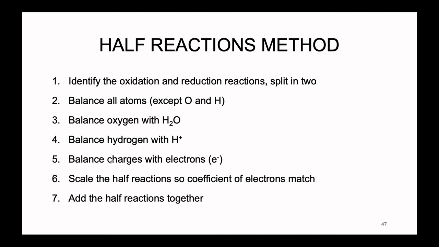If you partner a species that is going to be oxidized with something that is going to be reduced, a spontaneous reaction will occur. If you partner something that is already oxidized with something that is already reduced, nothing's going to occur. And this brings us now to the method with which we can balance redox reactions, known as the half reactions method. Now, this method is a step-by-step guide, as I have written here, to balance our redox reactions.